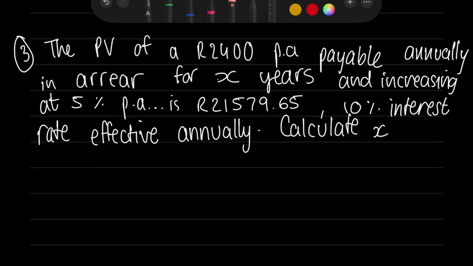Present value. Okay, so this is an annuity payable annually in arrears for X years. We need to calculate basically how many payments, how many years, but we're increasing, so we're working with J, but we have present value. So let's start with that. The present value was given as 21,579, and the first payment would be 2,400, and we're working in arrears, so we'll use the one without the dots. We don't know what the term is, put X there, and we're working with J.